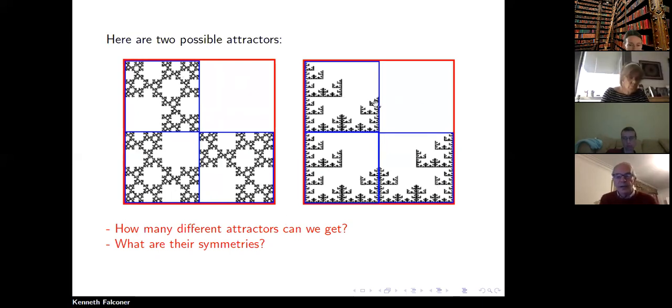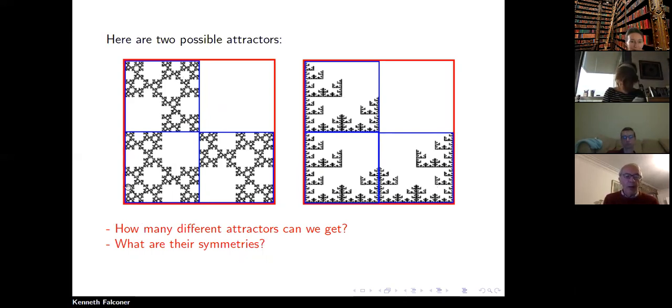And similarly, here's another example. Again, you can see the entire attractor is made up of 3 half-scale copies of itself, but here you've got a reflection rather than a direct reduction in scale. So what we're interested in is how many different attractors we can get corresponding to a particular template, and what can we say about their symmetries.